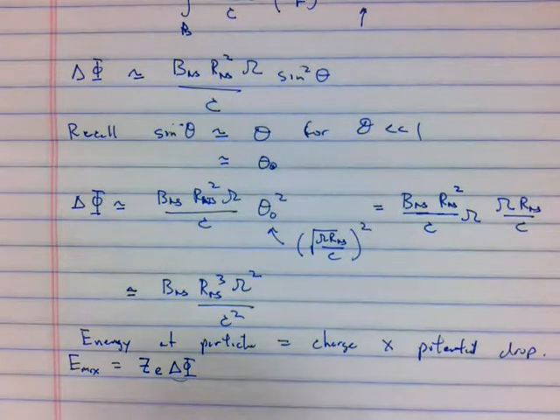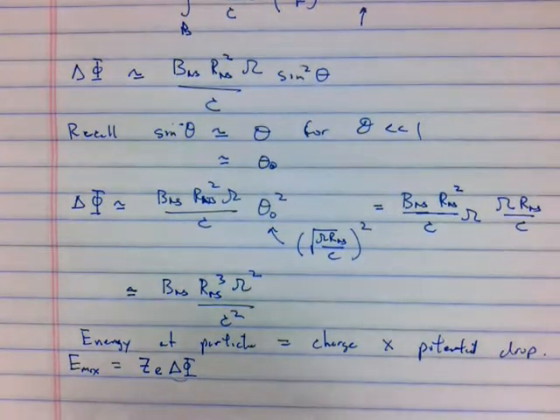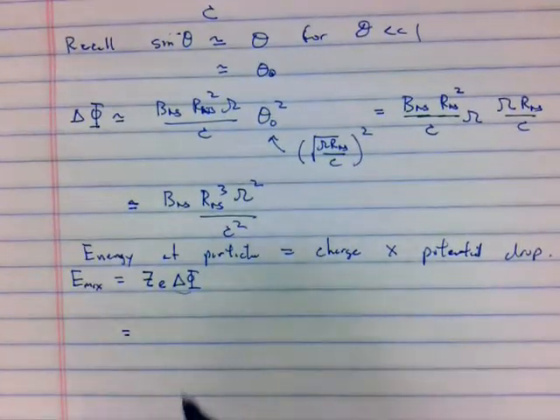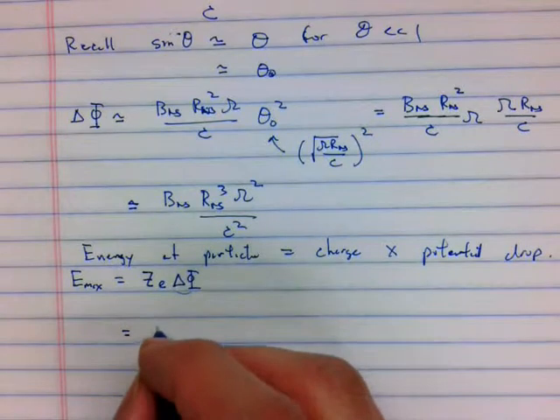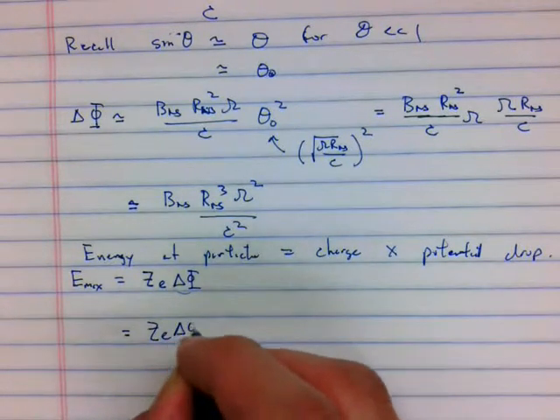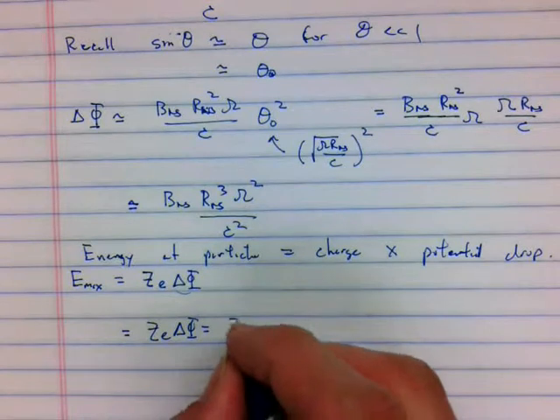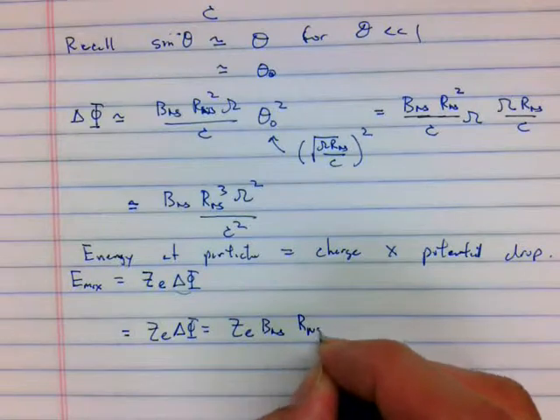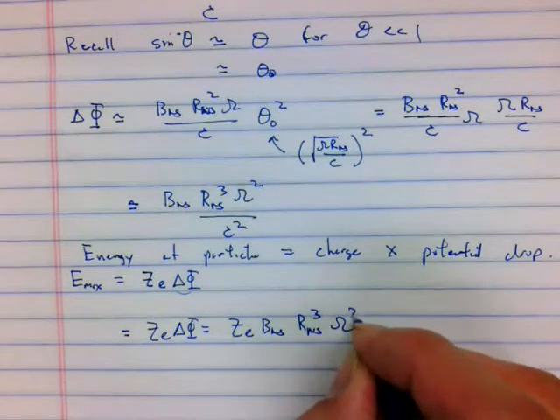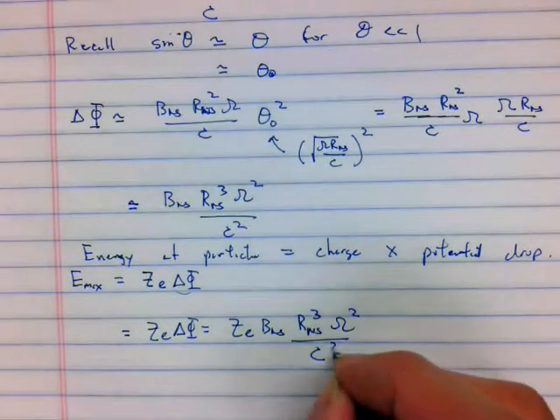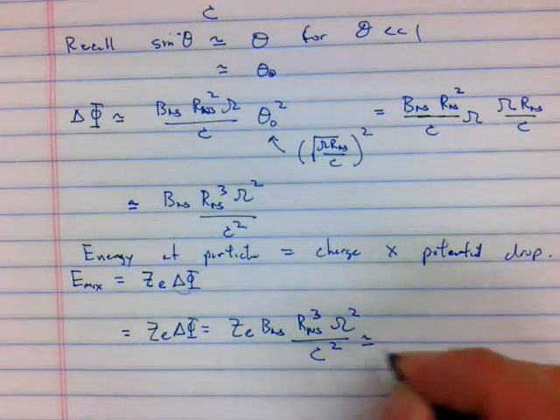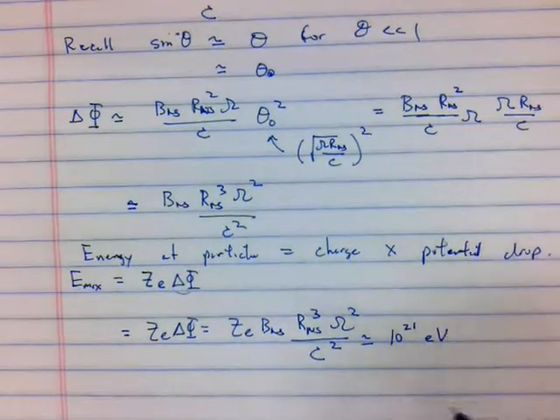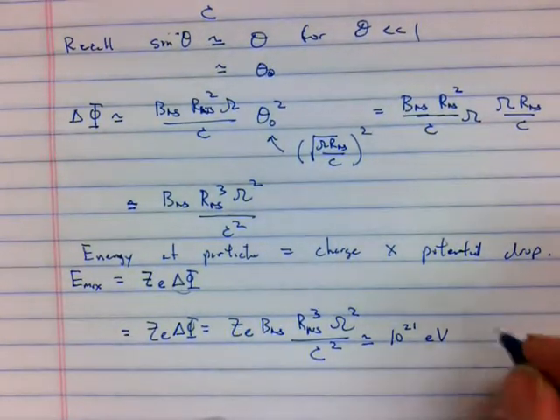Okay, so let's just do this right now. What is this going to look like? Let me make sure I move it up a little bit so you guys can see. This is going to be equal to Z e delta phi, which is equal to Z e B_NS R_NS cubed omega squared over c squared, right? Which, if you run out the numbers, is going to be 10 to the 21 electron volts. This is good. Let's write down the rest.